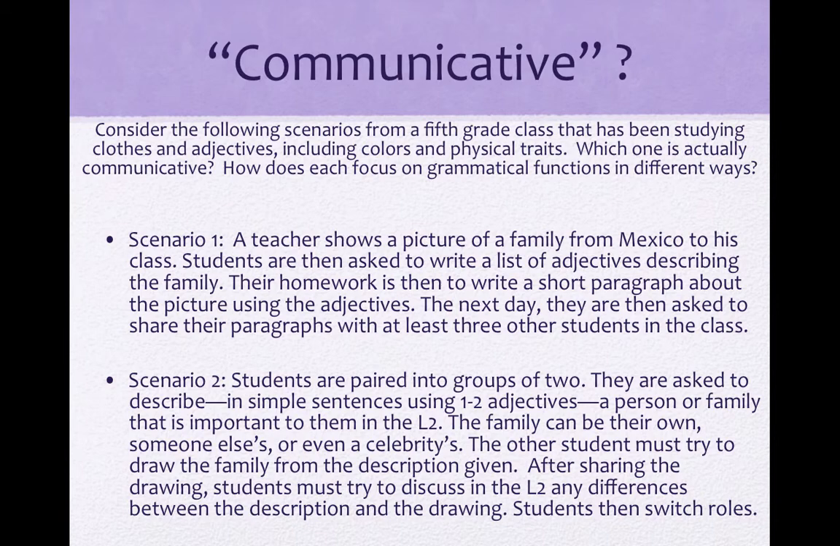But in scenario 2, students are paired in groups of 2, and they're asked to describe in simple sentences a person or a family that's important to them. That family can be their own, someone else's, or even a celebrity. So they're given some latitude in choosing who they want to describe. And the other student has to try to draw the family from the descriptions given.